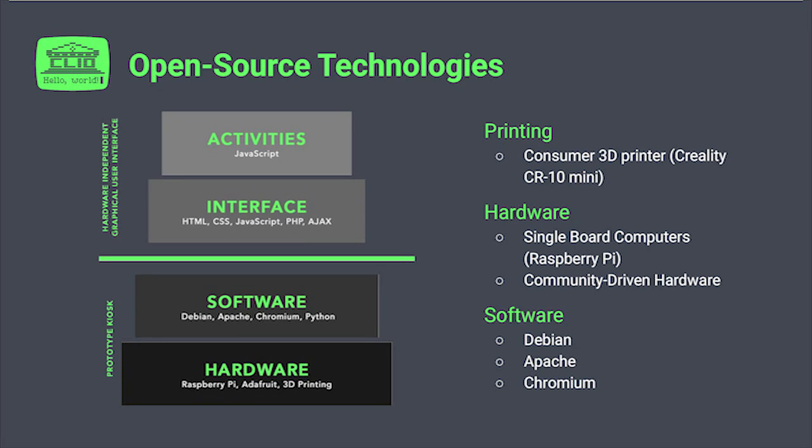We've also included specifications for hardware. It's designed to run on a single board computer. We've used a Raspberry Pi 4 and a Raspberry Pi 3B+, but you can do this with any single board computer capable of running a Linux distribution. Every piece of hardware we're using is community driven, from the 3D printer to the Raspberry Pi. Everything is designed to be community oriented and open source, or as close to open source as you possibly can make something. The software we're using is also open source. We're using the Debian distribution of Linux, the Apache web server software, and the Chromium browser.